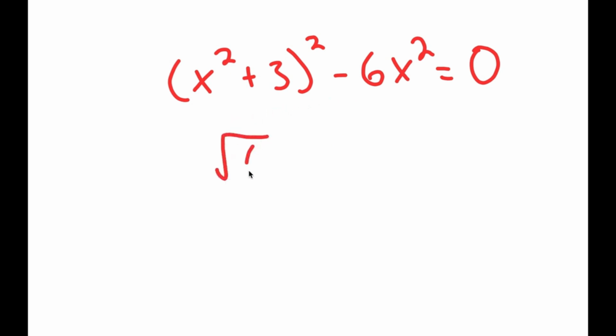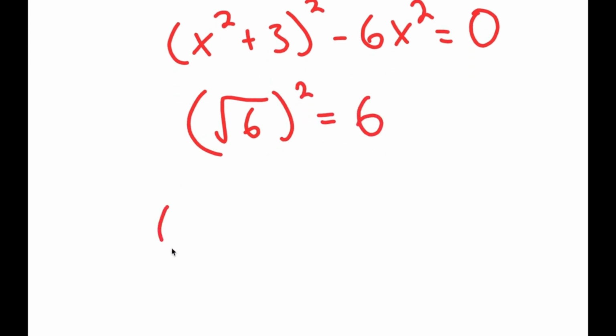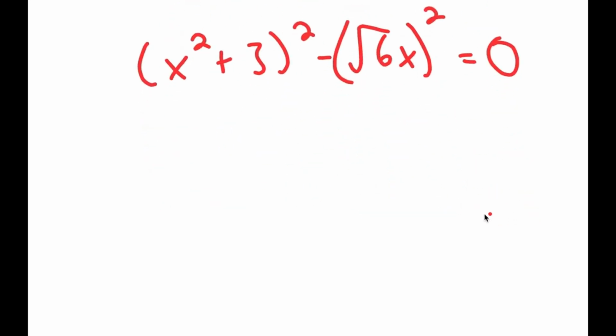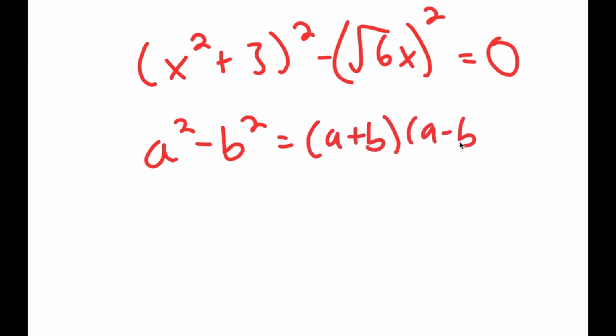And remember how the square root of 6 squared is equal to 6. So what I'm going to do is I'm going to rewrite this as (x squared plus 3) squared minus (the square root of 6x) squared is equal to 0. And the reason I did that is because now I can use the property a squared minus b squared is equal to (a plus b) times (a minus b).